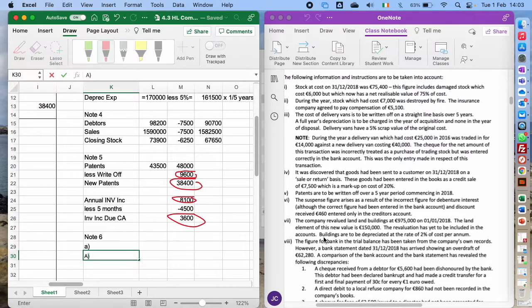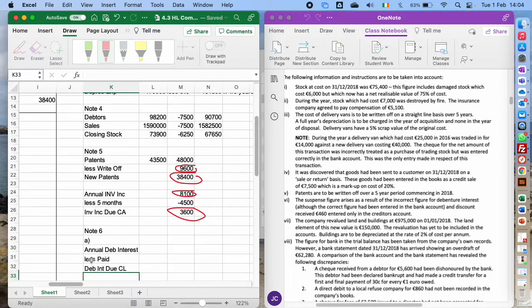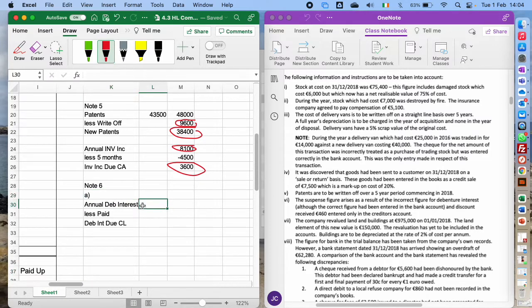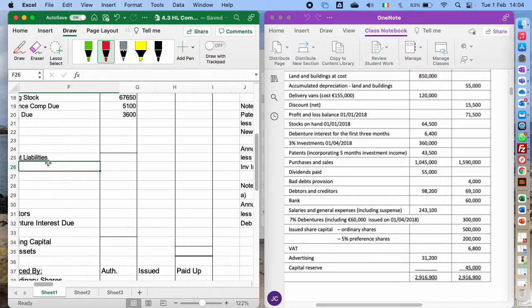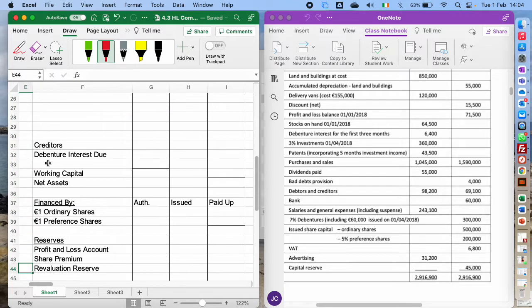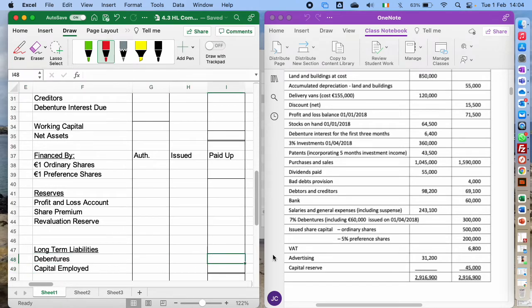So what I'm going to do is I'm going to work out my annual debenture interest. And so the annual debenture interest, then I'm going to take away the amount paid, and what's left is debenture interest due. And that's going to be a current liability. So the annual debenture interest. I'm looking for my debentures. So this is going to go over here. Financed by debentures. So it says debentures are 300,000.